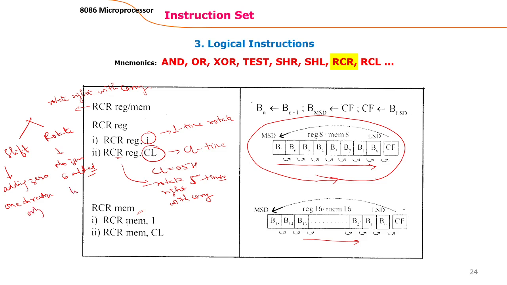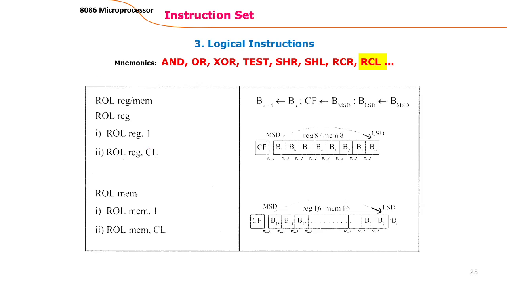And this one is a loop type. Shift is in one direction only, either right or left, but rotate is a loop. It is going to the right side, but the carry flag data is going back to the MSD side, and it keeps on rotating with respect to the CL value. This is how the rotate works.